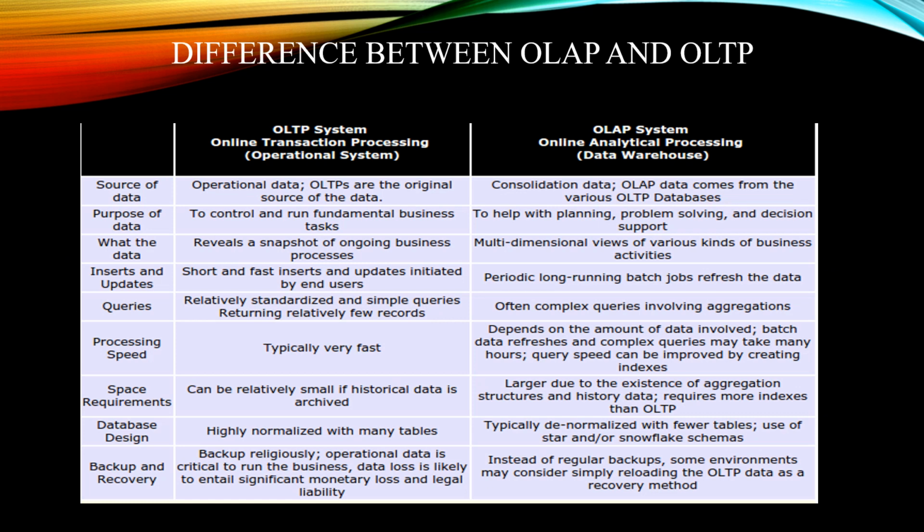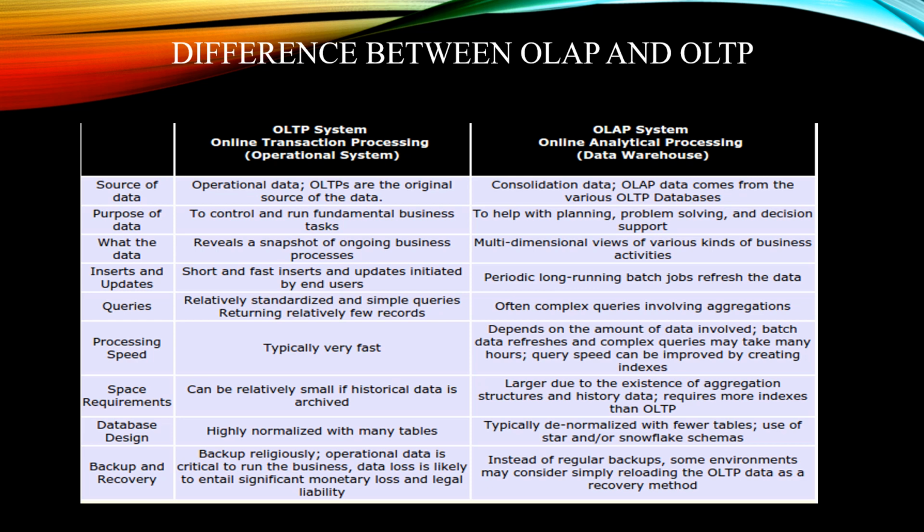Difference between OLAP and OLTP. OLTP is online transaction processing, where it is an operational system. OLAP is online analytical processing, where it is a data warehouse. Online transaction processing is the source of data, where the operational data is. The purpose of the data is to control and run the fundamental business tasks in OLTP, and to help with planning, problem solving and decision support in OLAP.